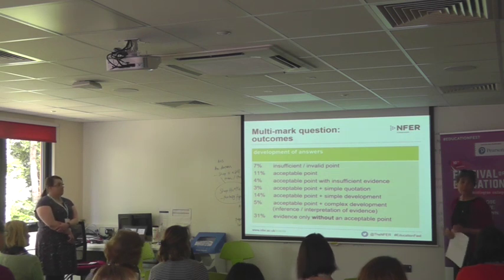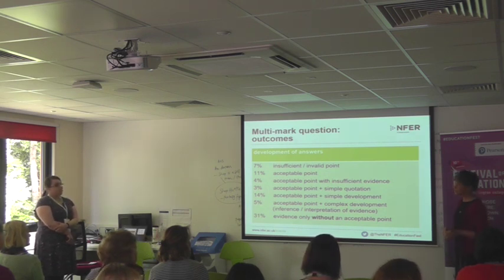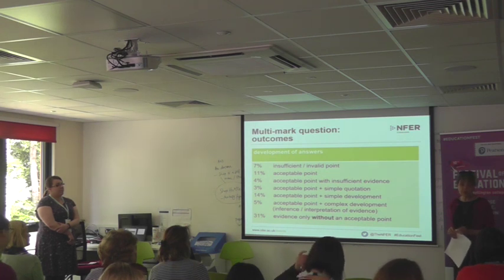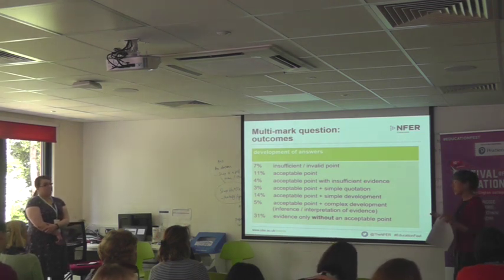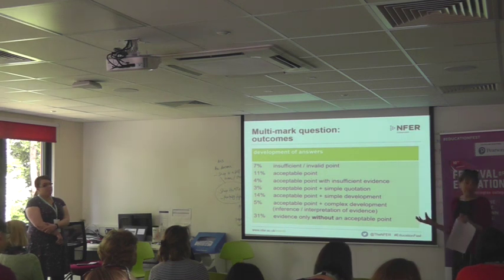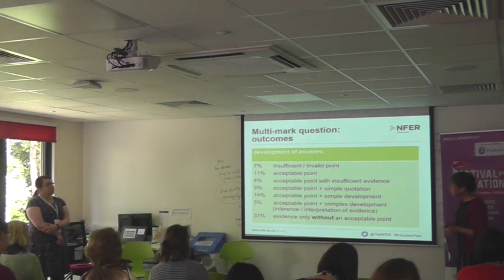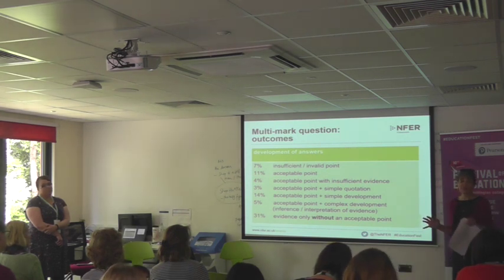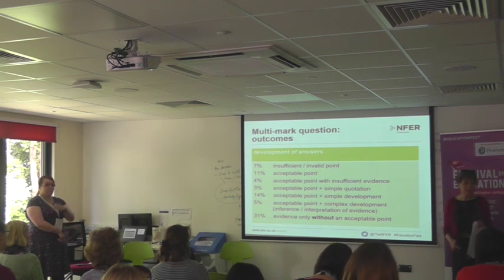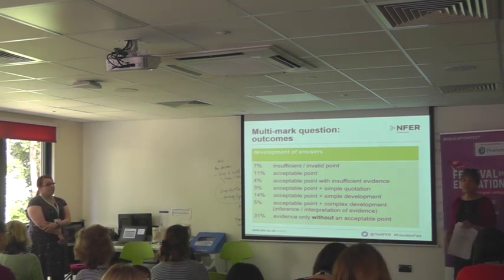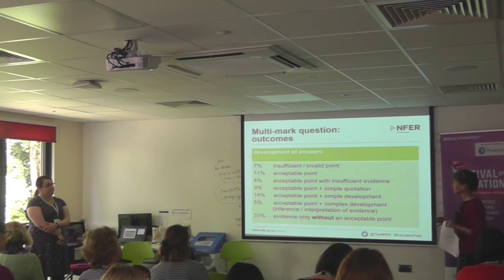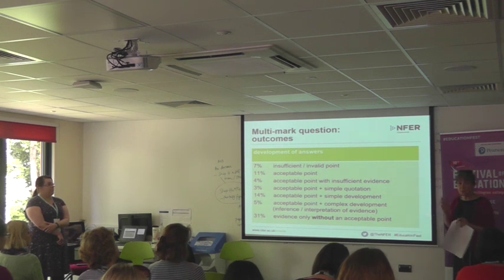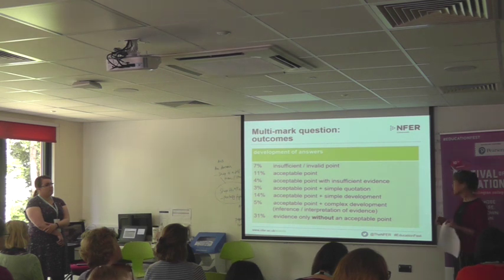So of those points, 7% were deemed insufficient or invalid. They weren't sufficiently justified by the text that they read for it to count as a correct point. 11% of them gave us an acceptable point and just left it at that. So they gave us a point, they didn't exemplify it, they didn't justify it, they didn't explore it. 4% of them provided an acceptable point, but the supporting evidence was deemed insufficient, so not sufficiently rooted in the text.